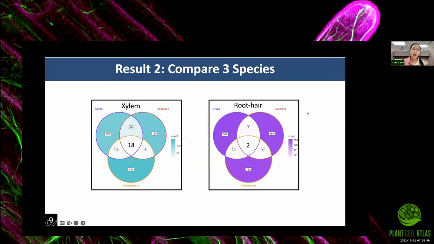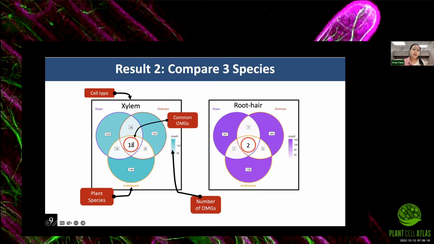The second result we have is comparison among 3 plant species. Totally, we have 6 Venn diagrams, and this slide shows 2 of them. You can see right here. This is the cell type, and each circle is a plant species. And the number right here is the number of OMG, and in the center is showing the number of common OMG among 3 plant species.